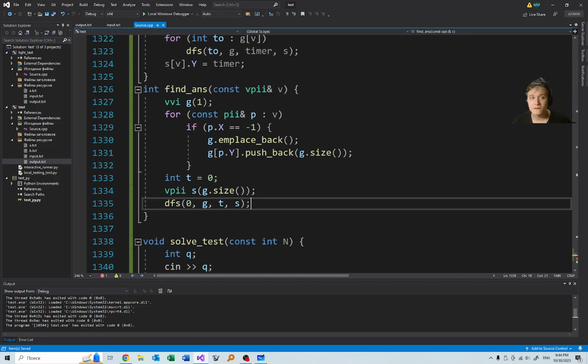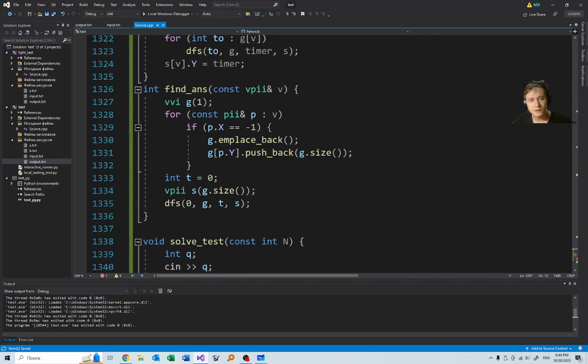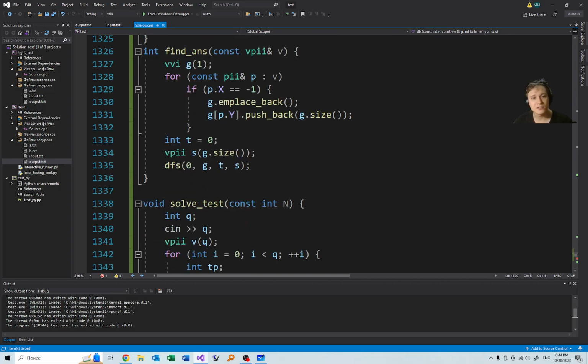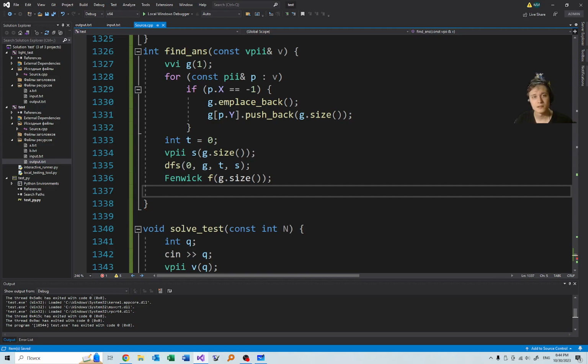So great, now we have the set of all segments which we are interested in. Also s[v].x is just our vertex's number in the Euler tour. Now let's store this Euler tour. For that we will have Fenwick f of g.size. Now we need to do all operations in the opposite direction, and we need to store all the answers.